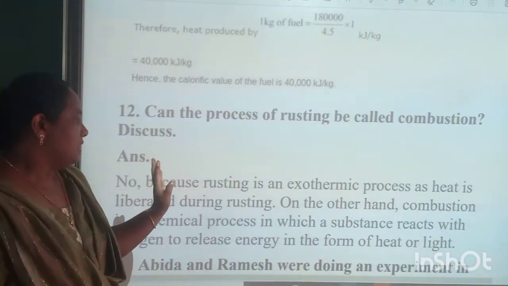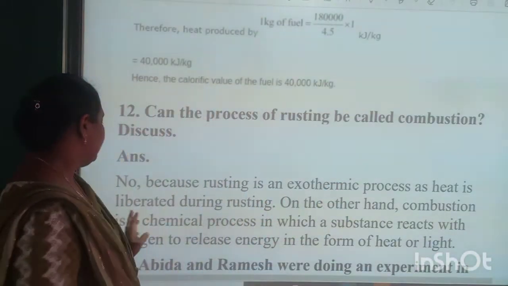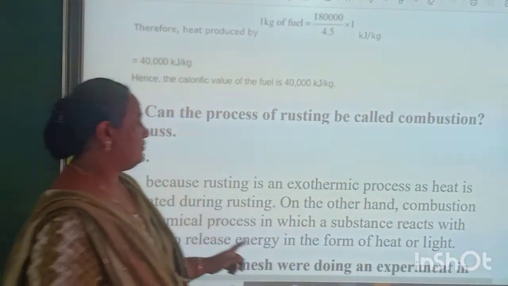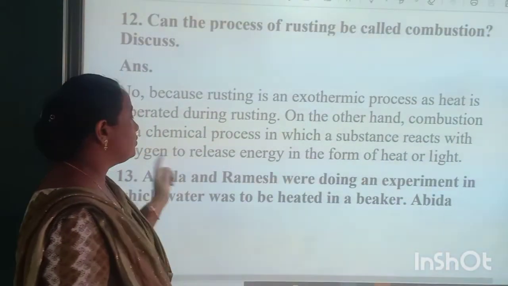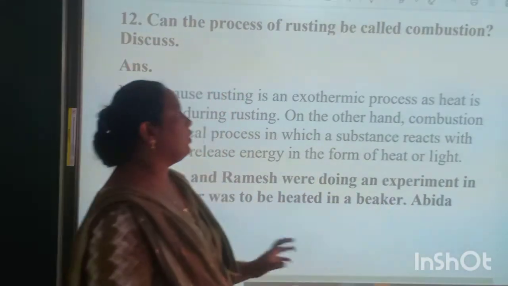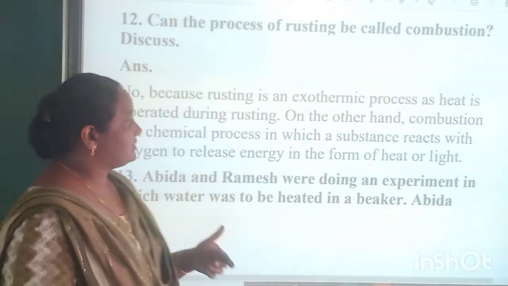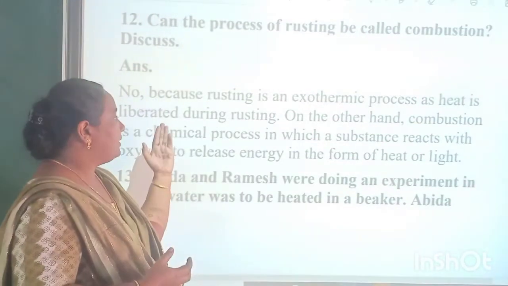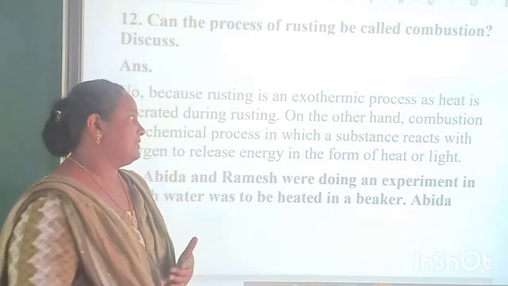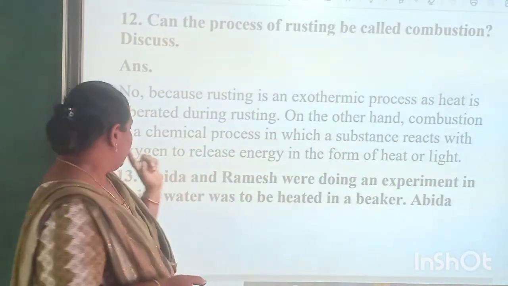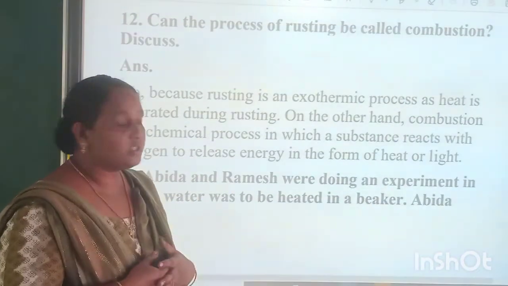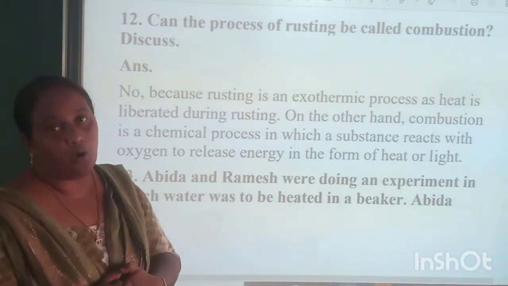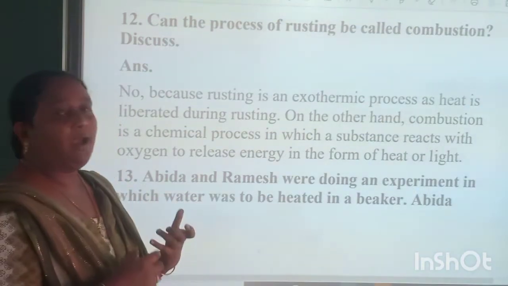No, because rusting is an exothermic process as heat is liberated during rusting. On the other hand, combustion is a chemical process in which a substance reacts with oxygen to release energy in the form of heat or light. Rusting is also an exothermic reaction that produces heat. Heat or light is produced while burning.